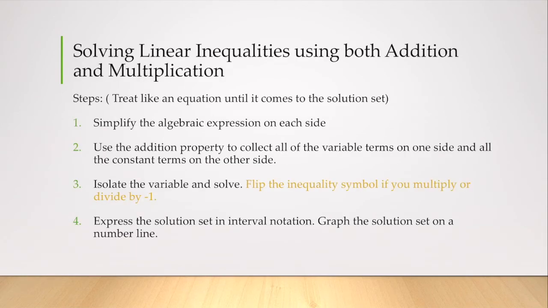So how do I solve linear inequalities using both addition and multiplication properties? Well, we treat them like an equation really until it comes to our solution set. First we simplify our algebraic expression on each side. We use the addition property to collect all the variable terms on one side, all the constant terms on the other. We isolate the variable and solve, and we flip the inequality if we multiply or divide by a negative number. Next, what you need to do is express your solution set in interval notation and graph that solution set on a number line. So let's work through a few examples.